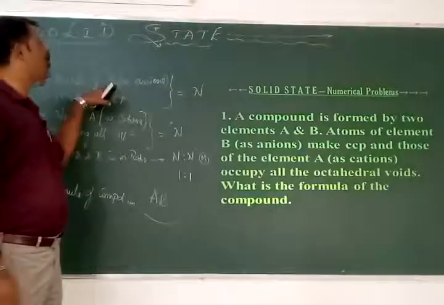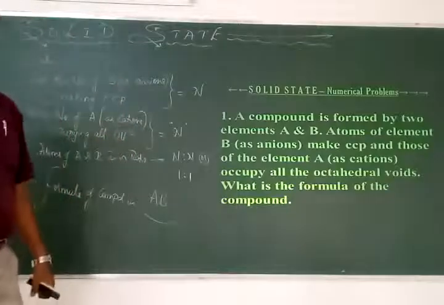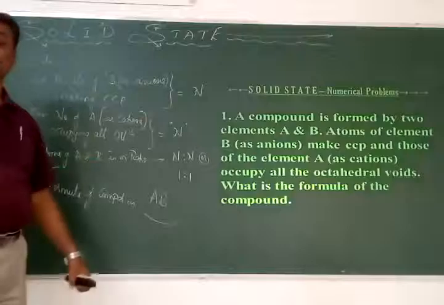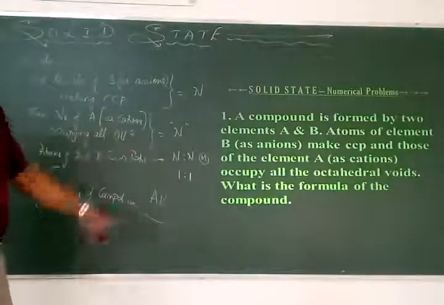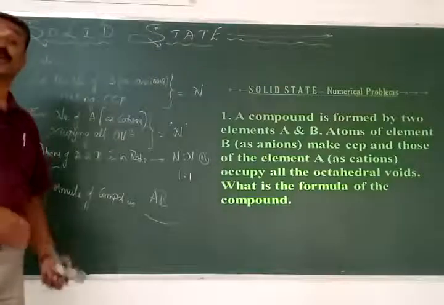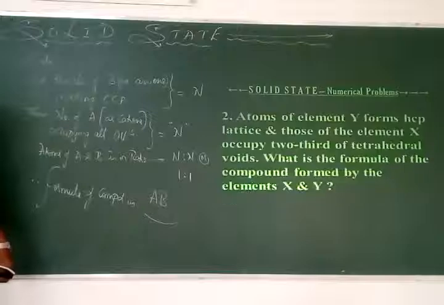If N is the number of B anions, then the same number of octahedral voids is also given by N. Means they are in the ratio of which one? A and B are in the ratio of 1 is to N is to N, which simply means they are in the ratio of 1 is to 1. Hence the formula for that compound is going to be just AB. Okay, so let's move on to the second one here.